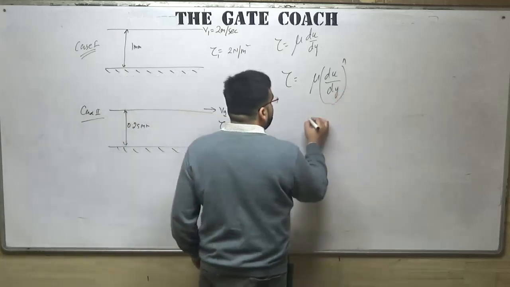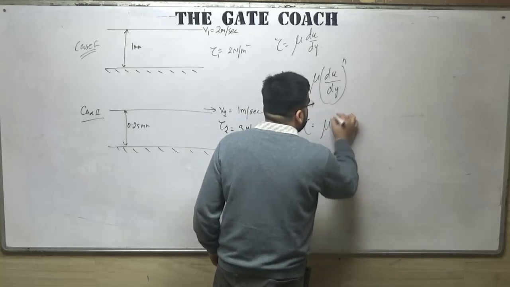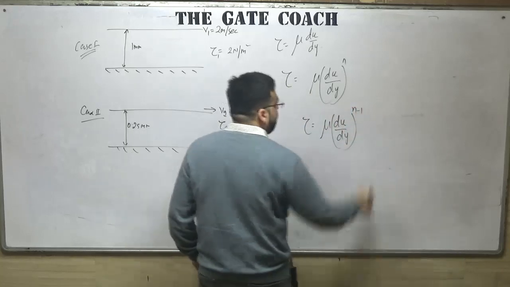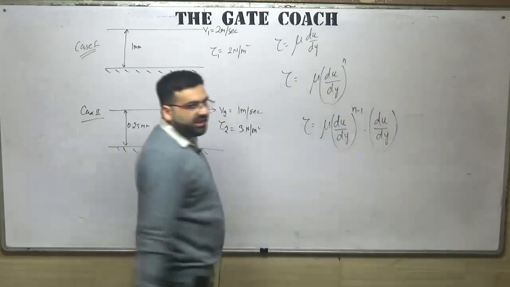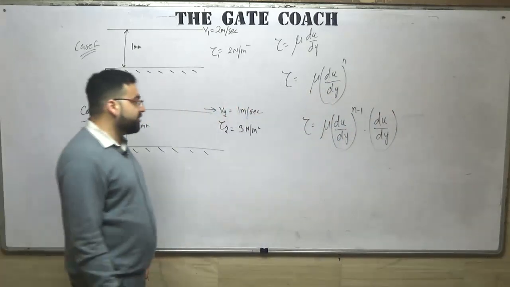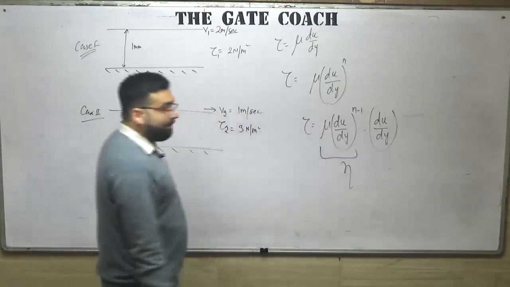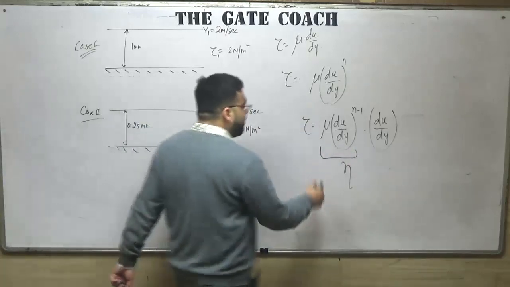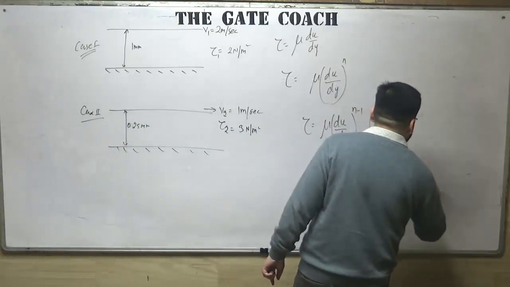This can also be written as tau is equal to mu into (du by dy) raised to the power n minus 1, into du by dy. And this du by dy is equal to d theta by dt, the rate of change of shear strain, right? And this thing can be written as eta. Eta is the apparent viscosity. So for a non-Newtonian fluid, you can say that tau is equal to eta into du by dy.